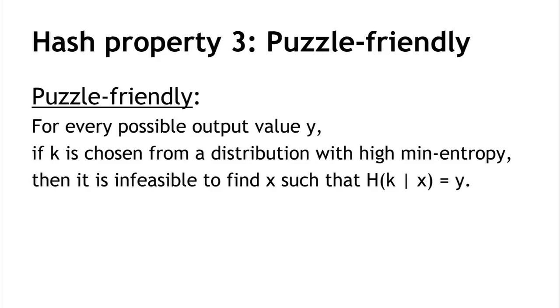So what this means is basically that if someone wants to target the hash function, if they want it to come out to some particular output value y, and if part of the input is chosen in a suitably randomized way, then it's very difficult to find another value that hits exactly that target.